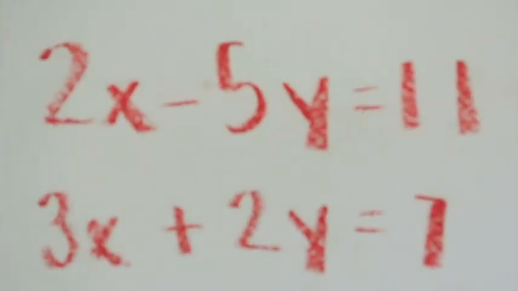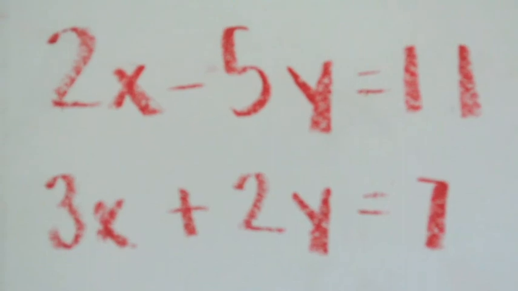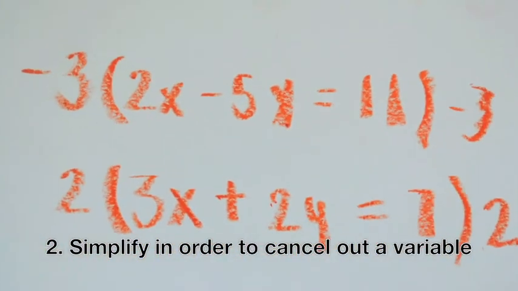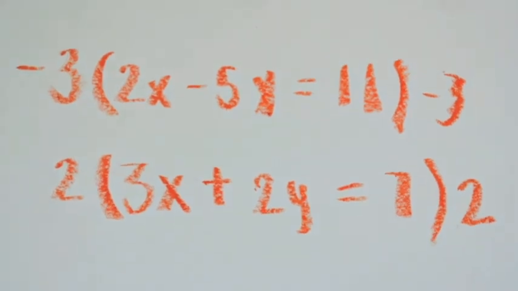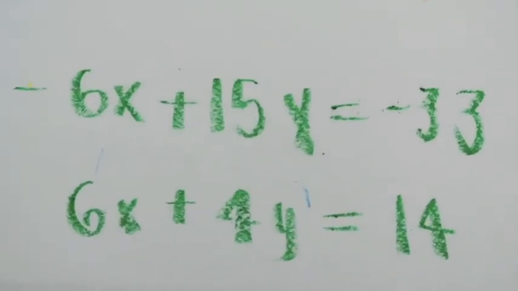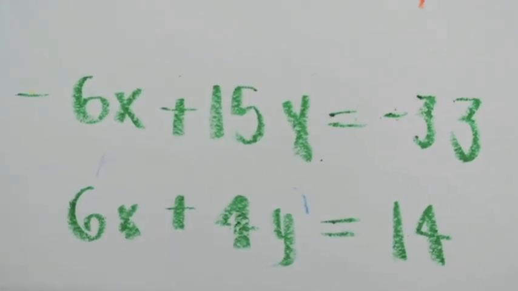Let's try solving using elimination method. The first step to solving this problem is, first, to make sure that everything is aligned. After that, you have to multiply the rows if needed so that one of the variables could be cancelled out. After multiplying, the answer will become negative 6x plus 15y equals negative 33 and 6x plus 4y equals 14.